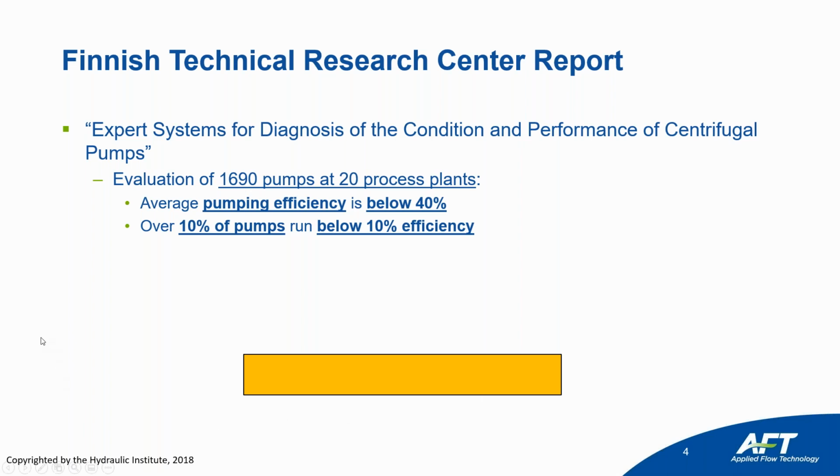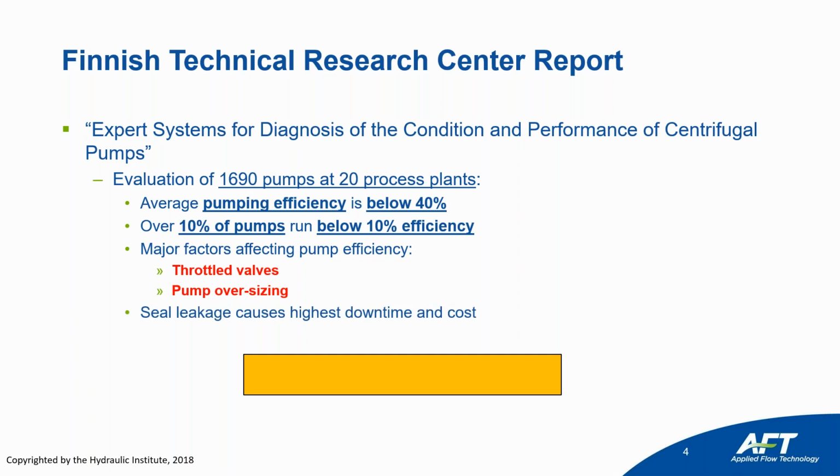And so, a few things that caused these pumps to operate so inefficiently were throttled valves and pumps being oversized. Those are two of the biggest factors that led to all of these 1,700 pumps operating very inefficiently. One of the other things that they found was that it caused lots of leaks to happen, and seal leakage caused the highest downtime and cost in these plants. And so this is going to have a very huge impact on your life cycle cost over the long run.